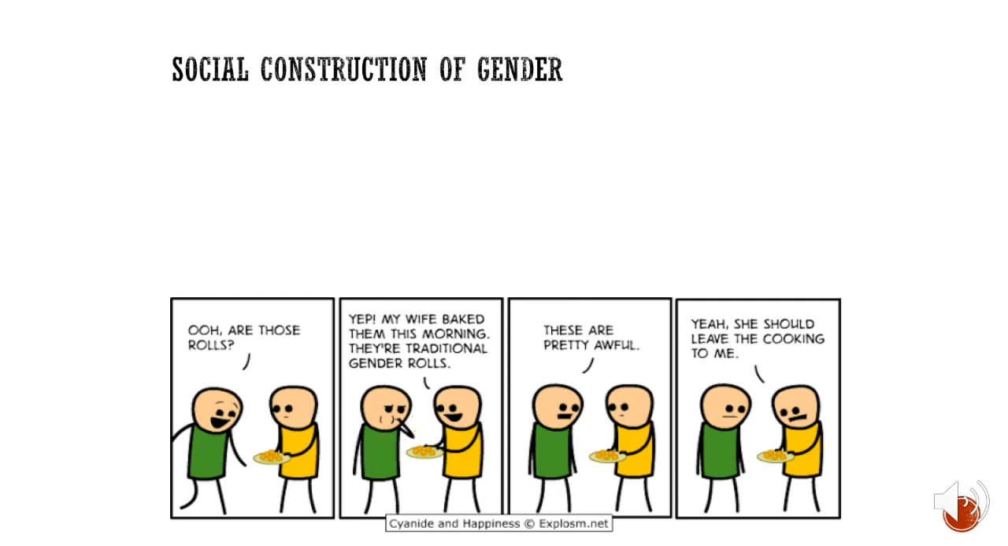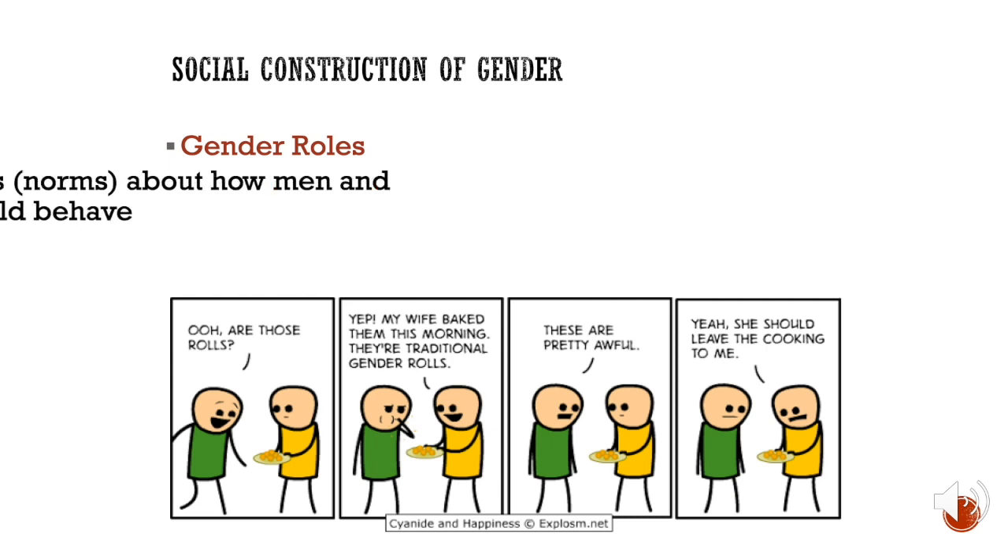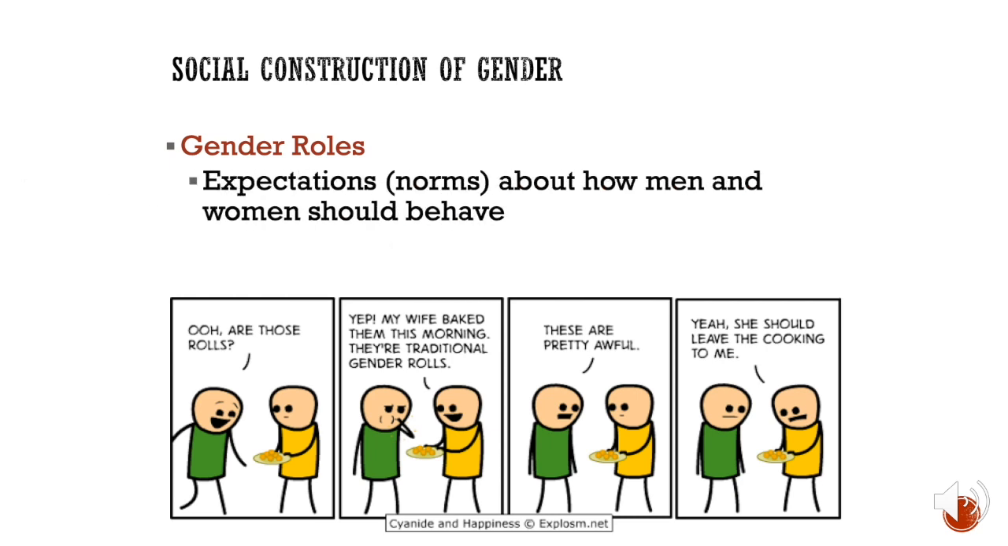So the social construction of gender, we generally call a gender role. And a gender role is going to be the expectations about how men and women should behave. With gender roles, we talk about how, historically in the U.S. and in Europe, women have been expected to be subservient to their husbands, to take care of the home, to be seen and not heard, to cook and clean, to be beautiful, and to have and raise children.